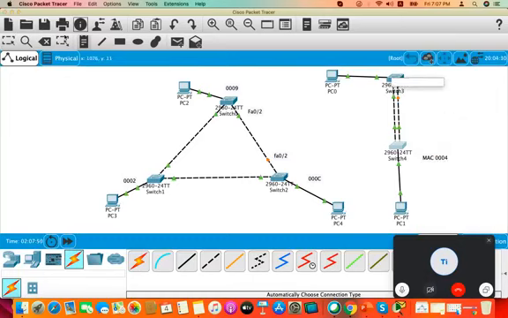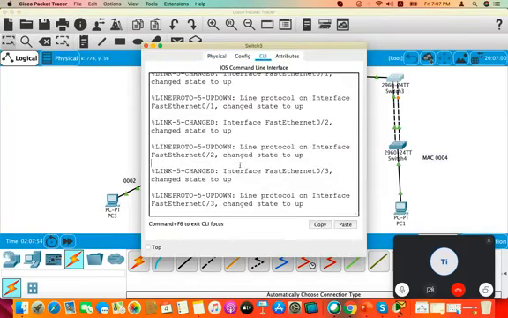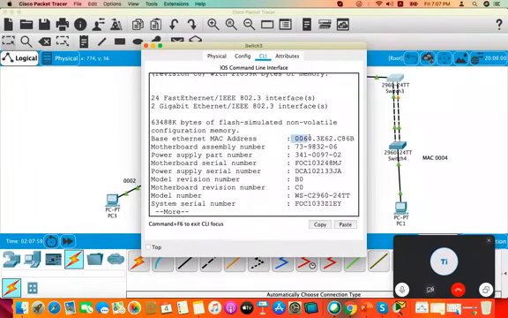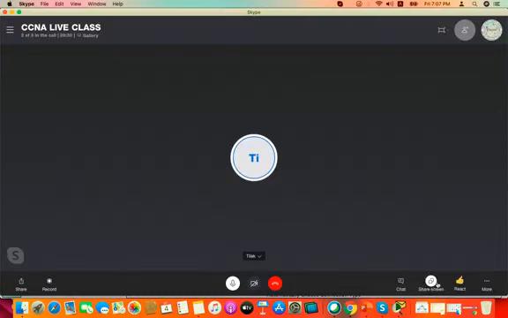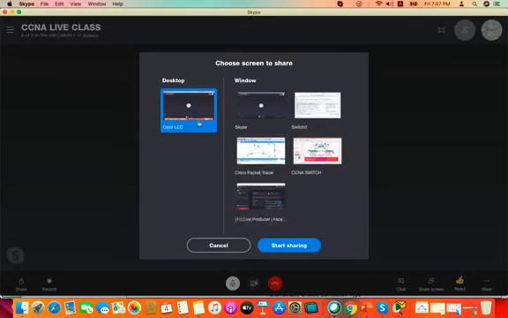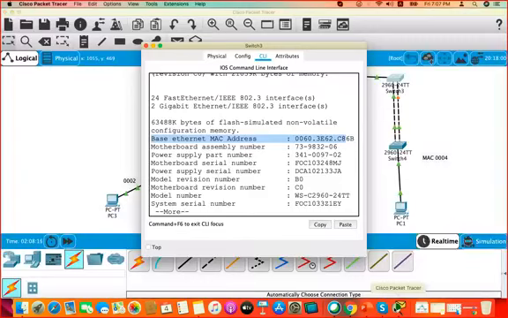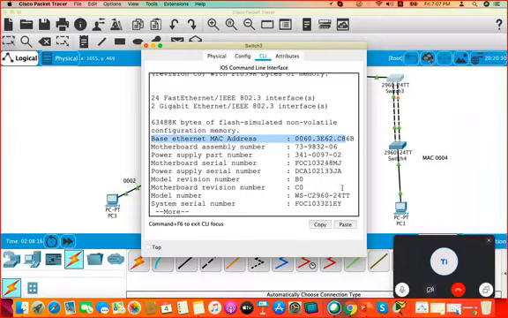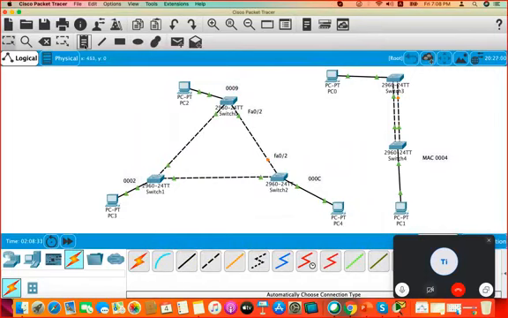Let's check on switch 3. On switch 3, show version. There is the base Ethernet MAC address. 0060 is the MAC address for switch 3. Sorry, 0060.